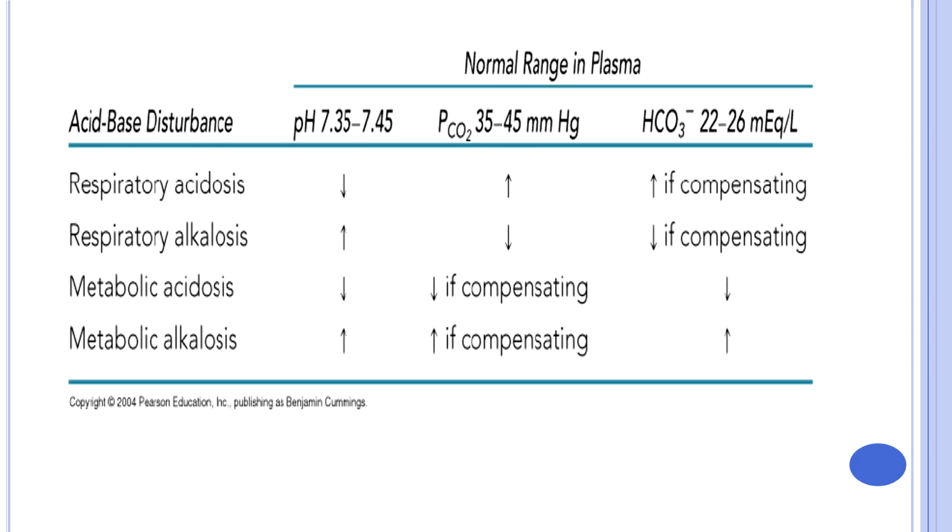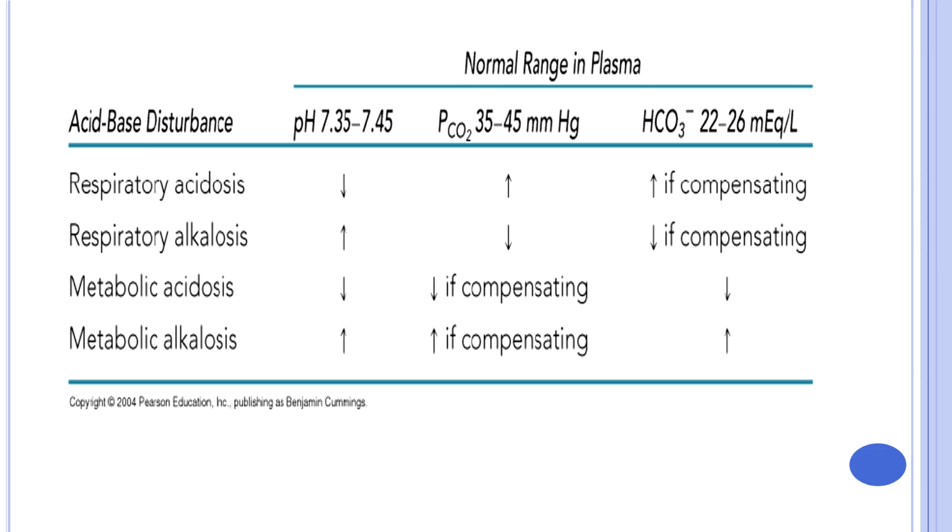So it shows you respiratory acidosis. In respiratory acidosis, the pH is low, right? Below 7.35. The carbon dioxide is greater than 45. And if you're compensating with your kidneys, then your bicarbonate is going to be above 26. If we have respiratory alkalosis, our pH is above 7.45. Our carbon dioxide is less than 35, and our bicarbonate is less than 22.